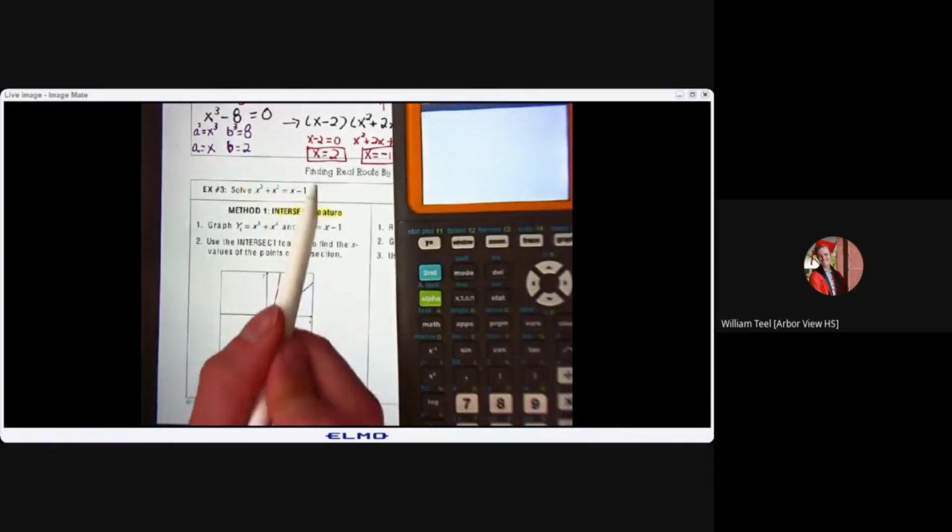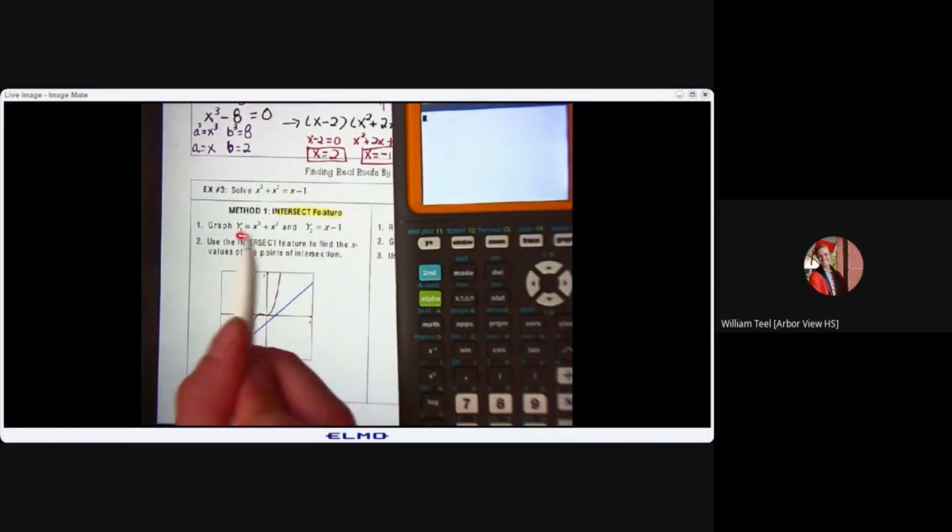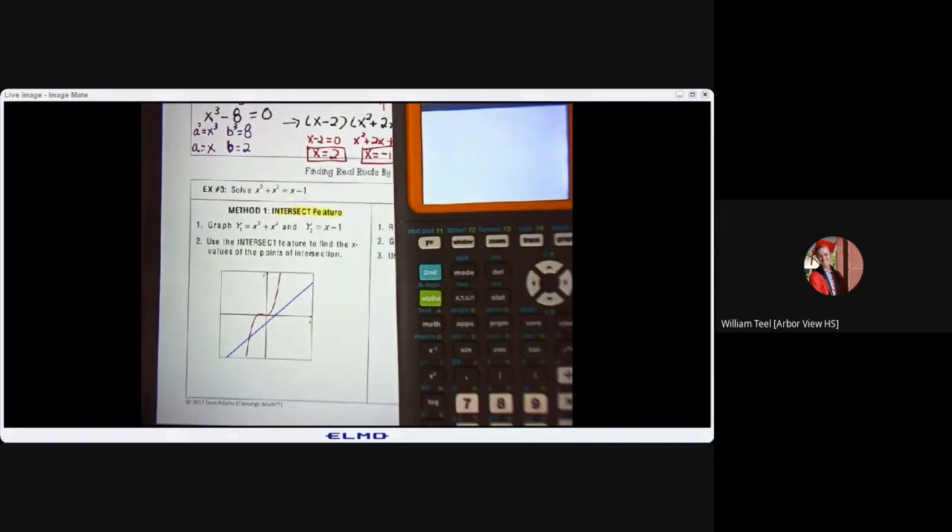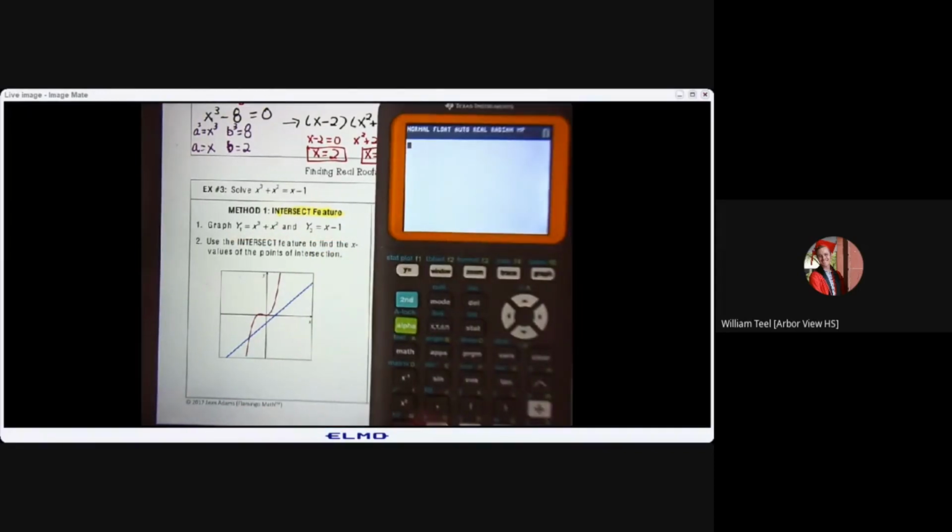Now, since we have something on the left-hand side of the equal sign and something on the right-hand side, we're going to create 2 separate equations on our graphing calculator: y equals x cubed plus x squared, and y equals x minus 1. On your graphing calculator, you're going to click on y equals. Then you're going to type in those 2 expressions. So we have x cubed plus x squared, and for the second equation, x minus 1. So we give each side of the equal sign its own equation on the graphing calculator. Then we click on graph.